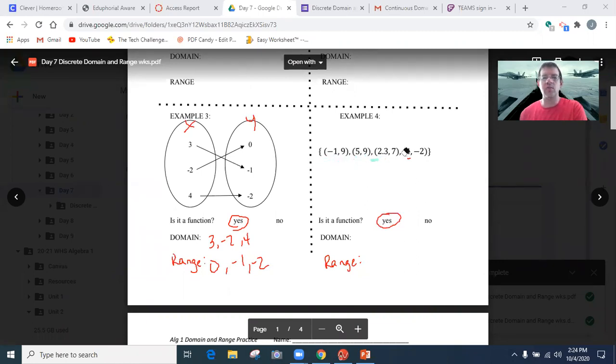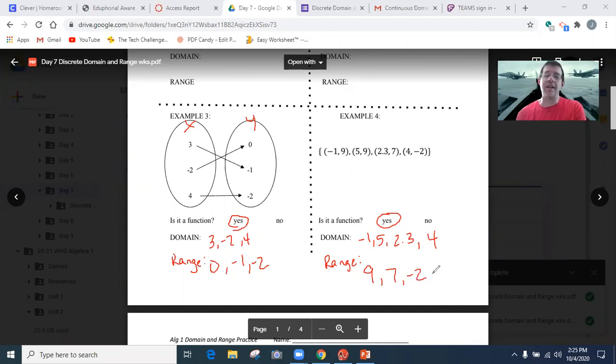And what is the domain? So domain would be all the x's. So -1, 5, 2.3, and 4. And then what's the range? All the y's. 9. 9 repeats again. We don't need to put both of them. 7 and -2.